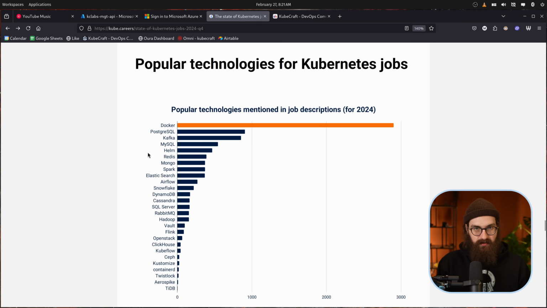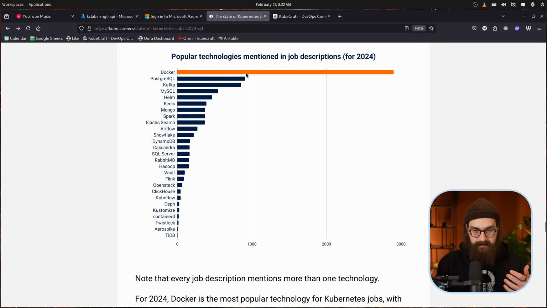I don't understand why they don't have Argo CD and Flux CD in here. That being said, Docker is, of course, still very much represented because usually containers are run in Docker locally, and then you would bring them to production on Kubernetes, which is the container orchestrator. Postgres and Kafka, they are still pretty high up.